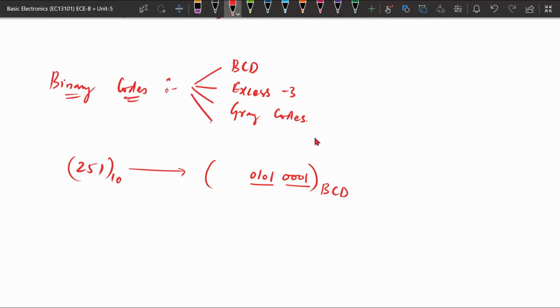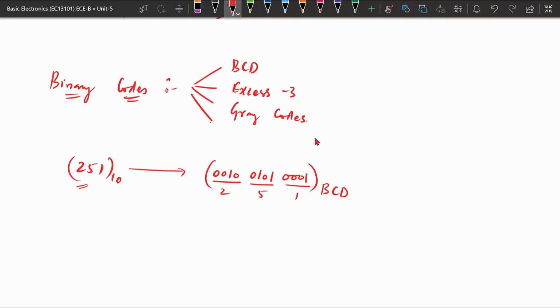BCD of 2 will be 0010. So in 4 bits we represent these numbers. This is your 2, this is 5, and this is 1, and overall 0010 0101 0001 will be the BCD of 251 in decimal. So this is how we can represent a BCD number.